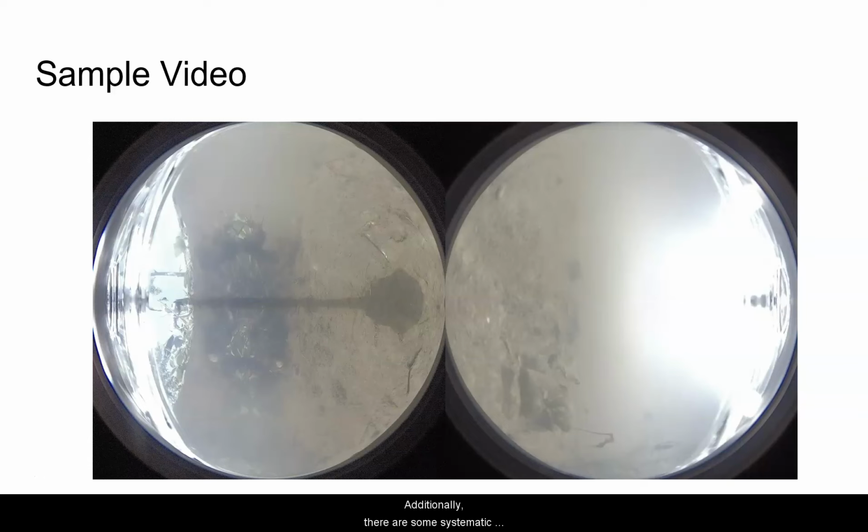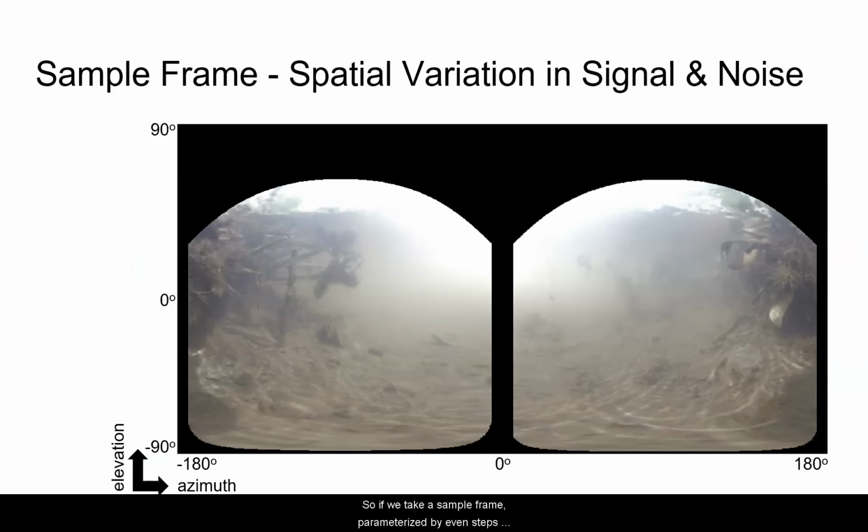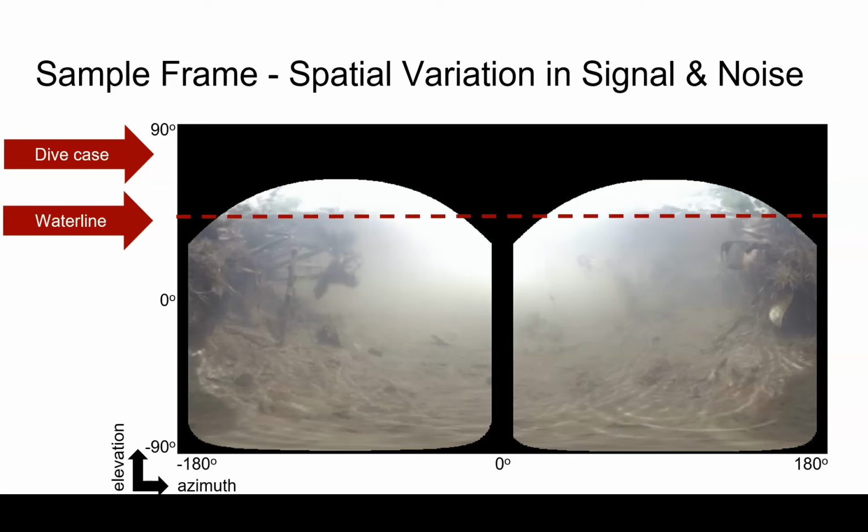Additionally, there are some systematic differences in scene content and location for underwater scenes that we can explore by calibrating the camera and reprojecting these images onto rectified coordinates. So if we take a sample frame, parameterized by even steps in azimuth and elevation, we can begin to explore these spatial variations in signal and noise in the typical aquatic environment. So you can see that the upper visual field is largely cut off by the dive case, and it's also pretty saturated by strong sunlight in our dataset. So we'll be considering elevations only up to the waterline. That's fixed at about plus 40 degrees by refraction through the water surface in a phenomenon known as Snell's window.